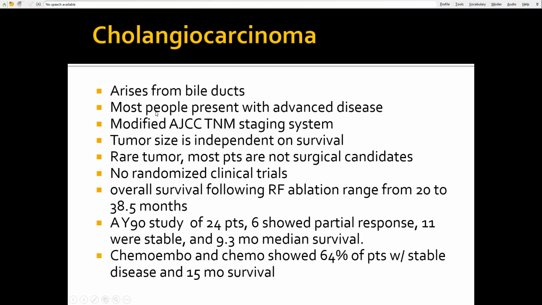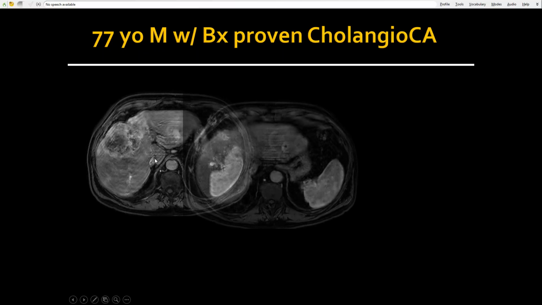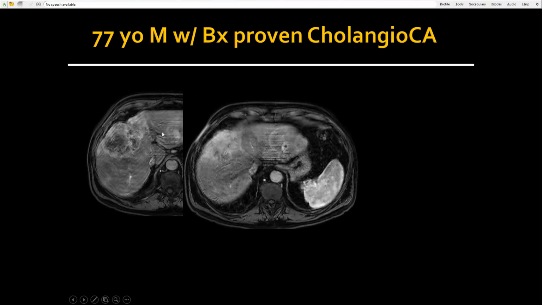So cholangiocarcinoma, another, it's not a common tumor, but they do show up. It's kind of rare. Again, you can use Y90, chemoembolization, whichever one is approved basically by the insurance. So here's a patient, like I said, I was hoping to treat this patient with Y90, but it wasn't approved by the insurance. So we went ahead and treated this patient with drug-eluting beads.